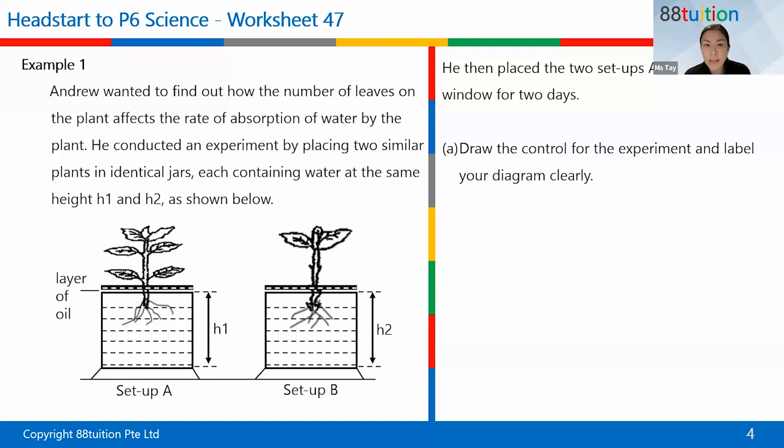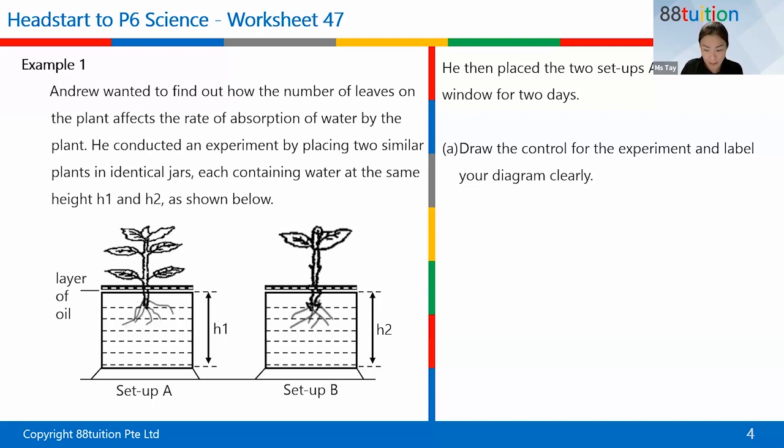Are you able to identify what is the change variable here? Anyone? Do you all know? So what is the change variable? The number of leaves. And the size of the plant? No, they are all the same. Yes, Tuti, you're right. So the change variable is actually the number of leaves. So when you draw the control setup, you have to make sure you remove this change variable.